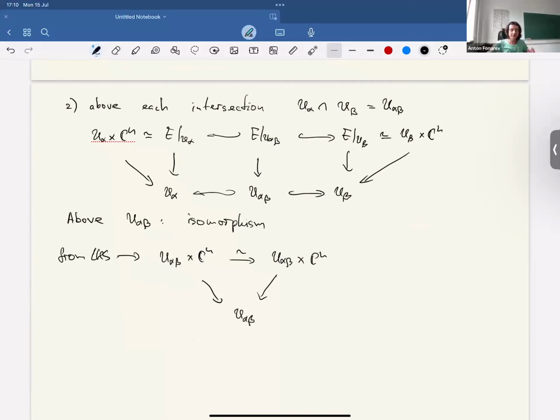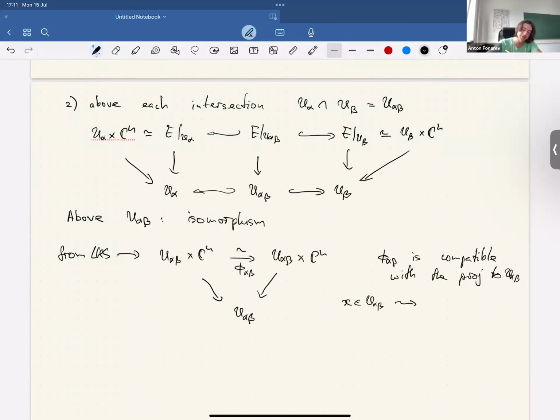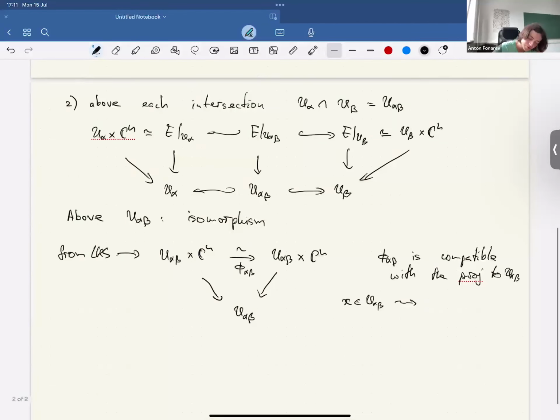So what does it actually mean? It means that above every point inside U alpha beta, we have two different ways of identifying the fiber with our vector space. So we get a certain map that I will denote by phi alpha beta. And phi alpha beta is compatible with the projections to U alpha beta. So what does it mean? It means that to each point x in U alpha beta, we associate an isomorphism of the fibers Cn with Cn. So in general, this can be arbitrary. So this is exactly phi alpha beta of x.